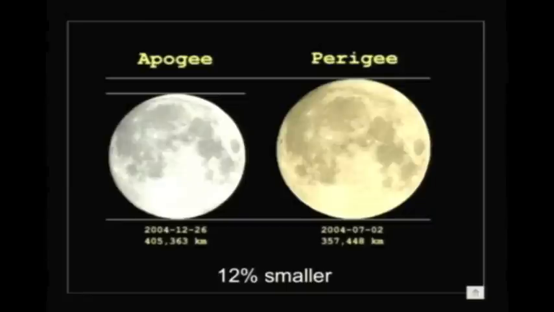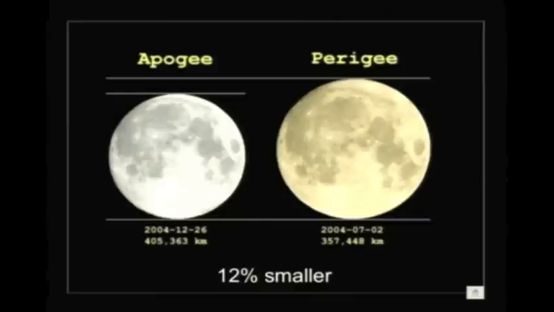As a result, we get from time to time something that you might have heard of called a supermoon. A supermoon is simply a full moon that occurs when the moon is at its perigee, and it appears bigger and brighter in the night sky.